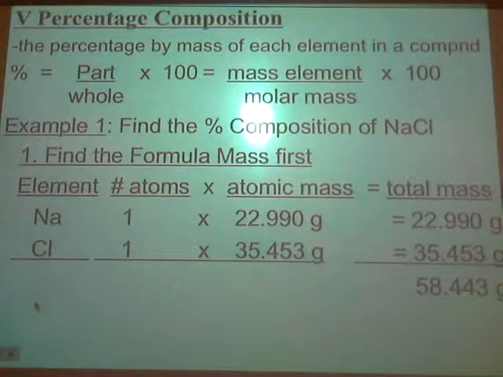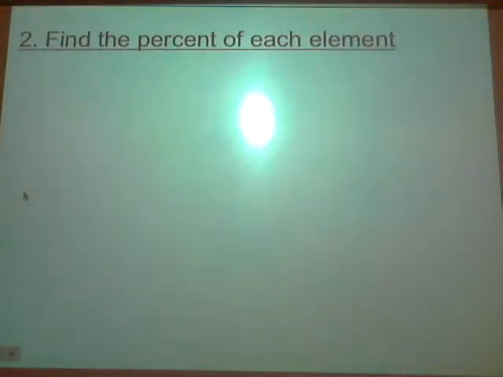Y'all have that copied? That good? Hurry up. Okay. So for sodium, to get the percentage of sodium, well, here, just write that down first. After you write that down, what are you going to divide to get the percentage of sodium? Give me the numbers you're going to do. Look at your notes there. What are you going to divide? Mark, what do you think?